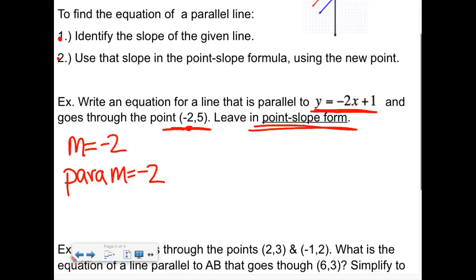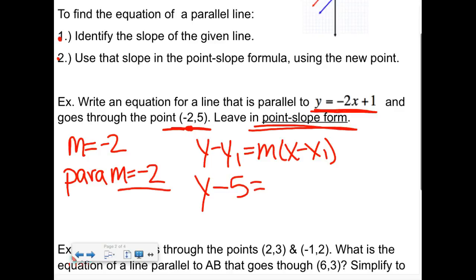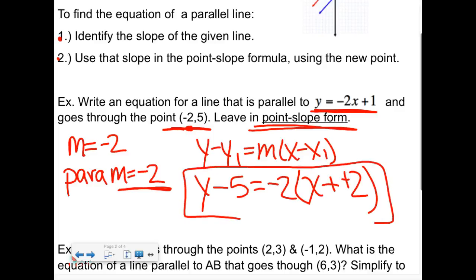And then they gave us this point. So now I'm going to put this into point slope form. I'm going to write point slope form just in case some of us have already forgotten it. So that's our point slope form, and I'm going to plug that in. I'm going to have y minus, and for my y1, I have 5. Our parallel slope that we just found is negative 2. And I'm going to have x minus, and our x1 is negative 2. So I have minus negative 2, which we know right away we have to turn into plus. And they said leave it in point slope form, so that is our answer. Okay.